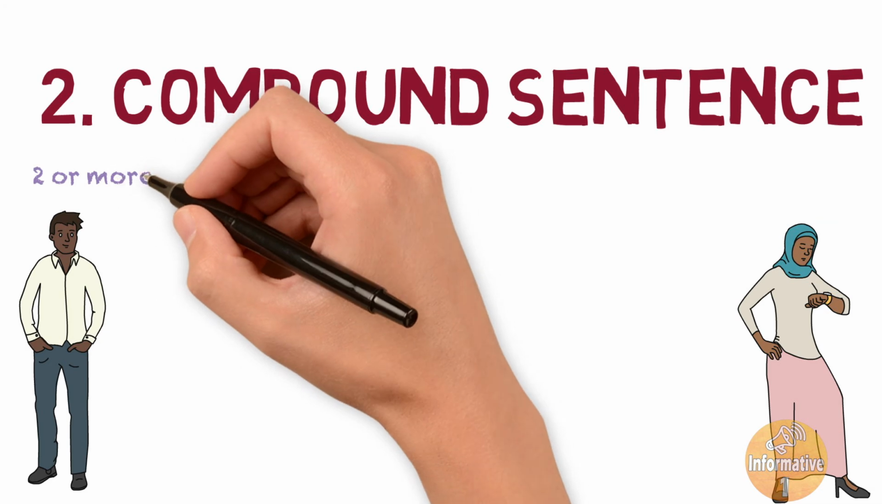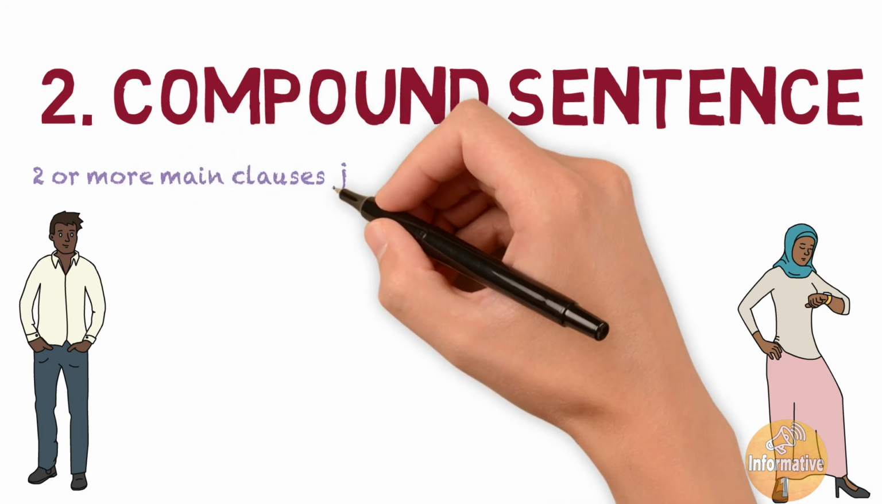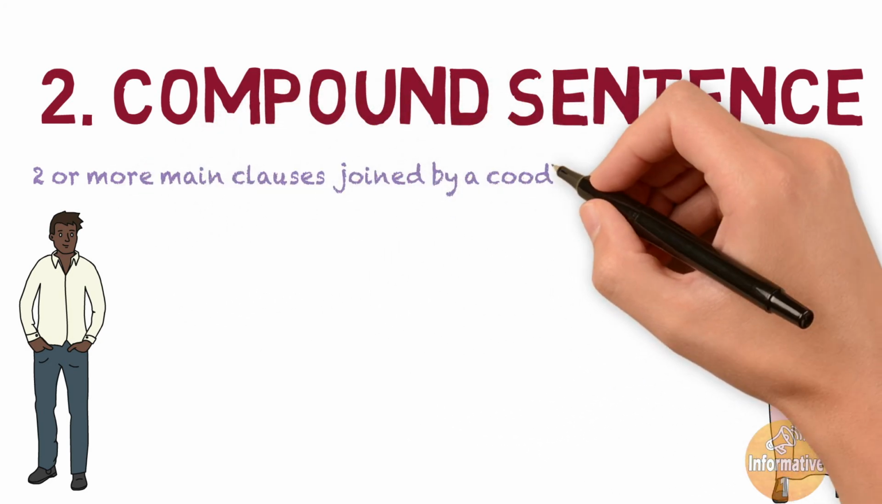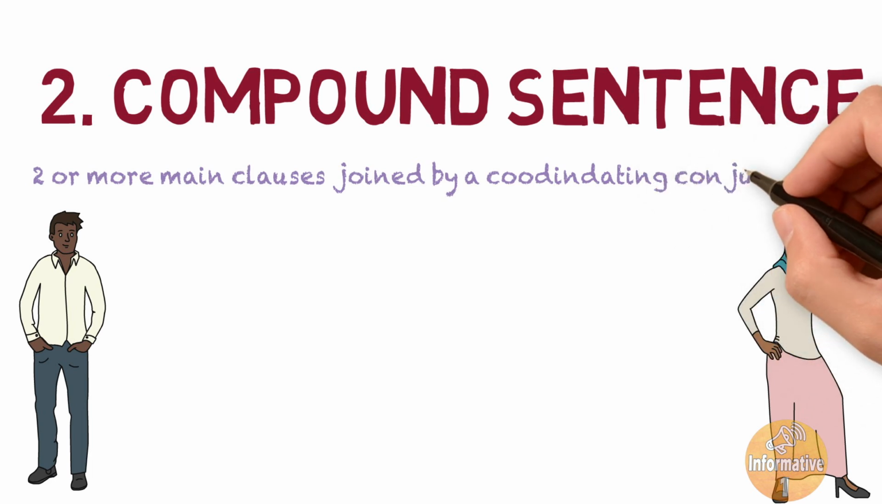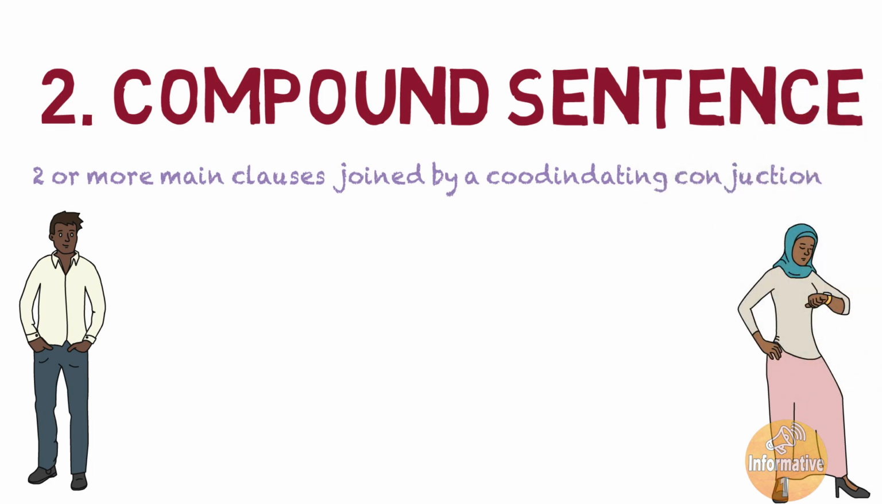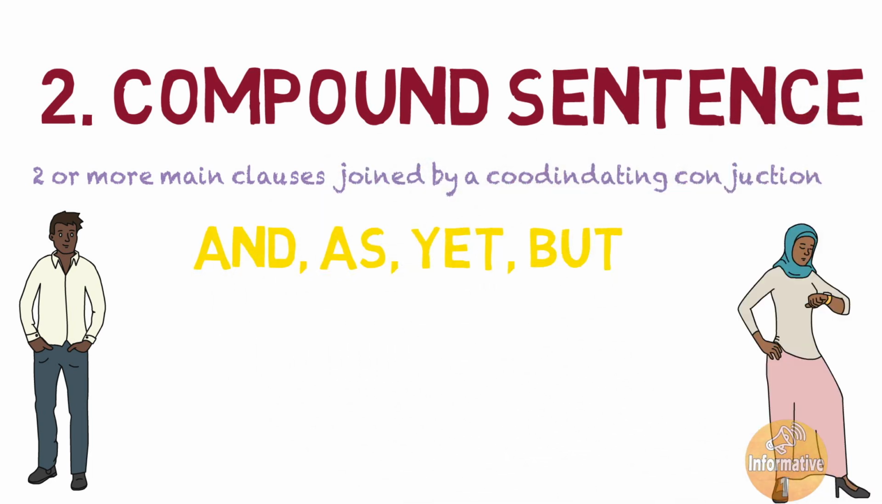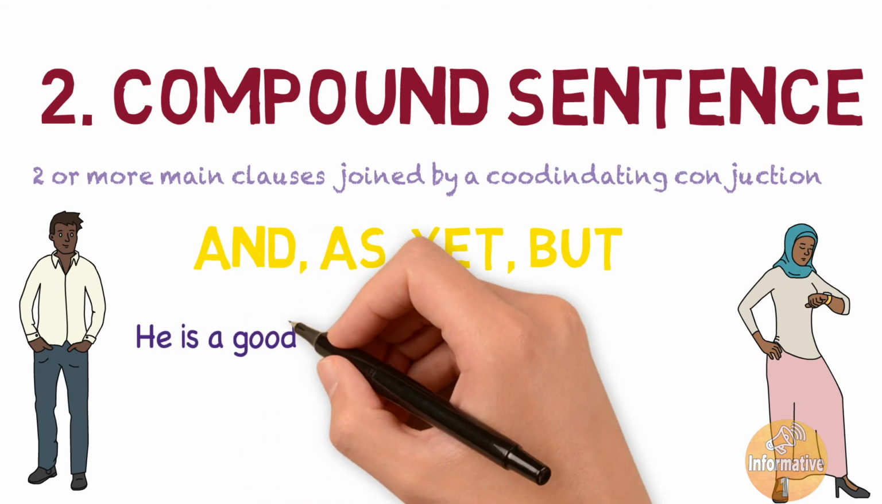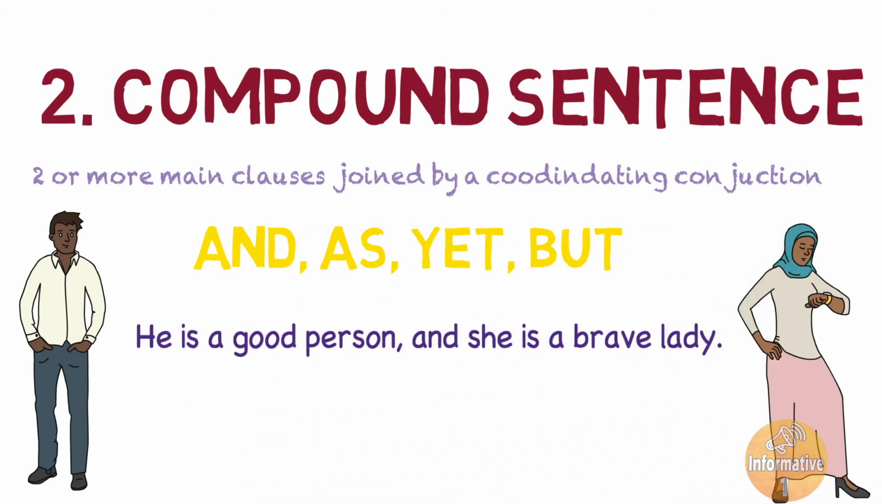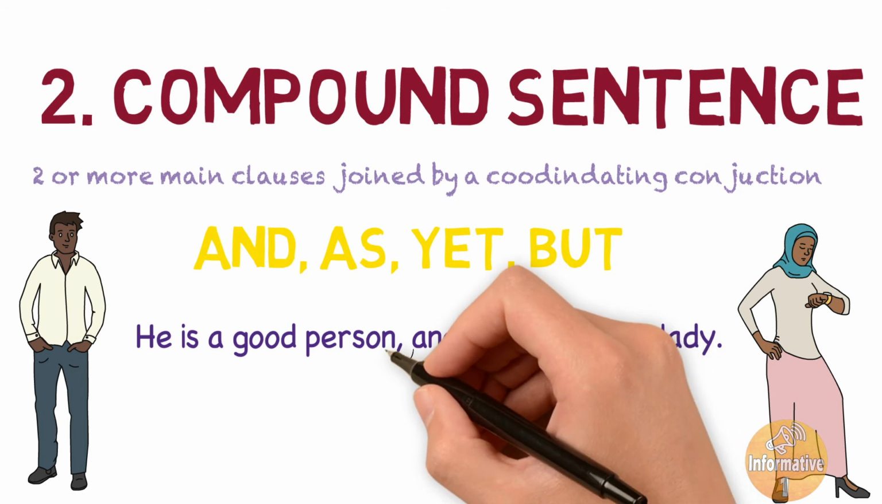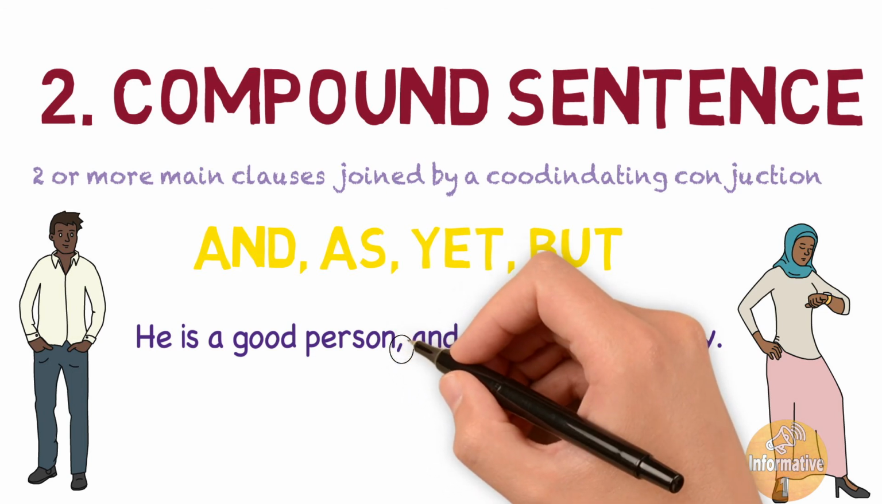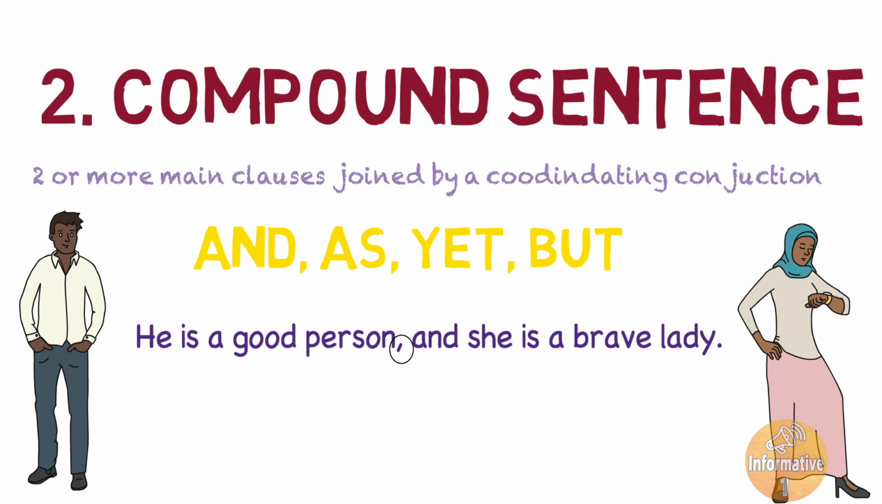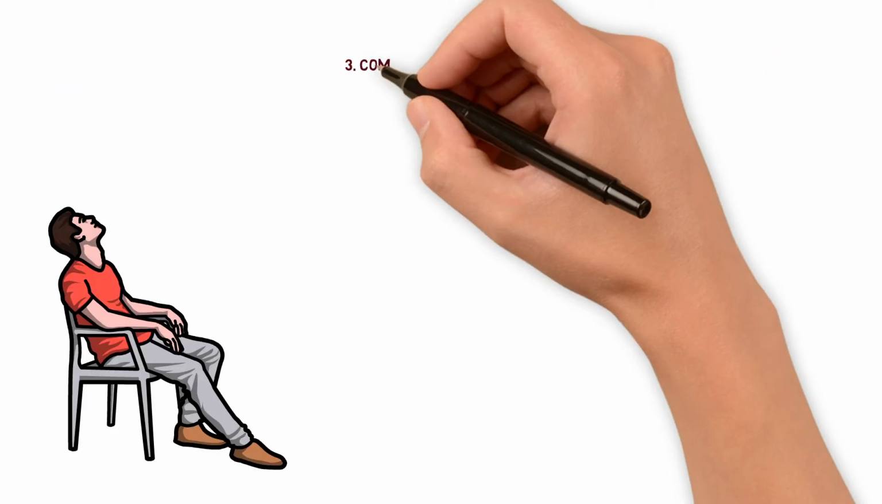Compound sentence. A compound sentence has 2 or more main clauses joined together by a coordinating conjunction such as and, as, but, yet, and so forth. For example, he is a good person and she is a brave lady. Note that a comma usually follows a main clause before the coordinating conjunction.